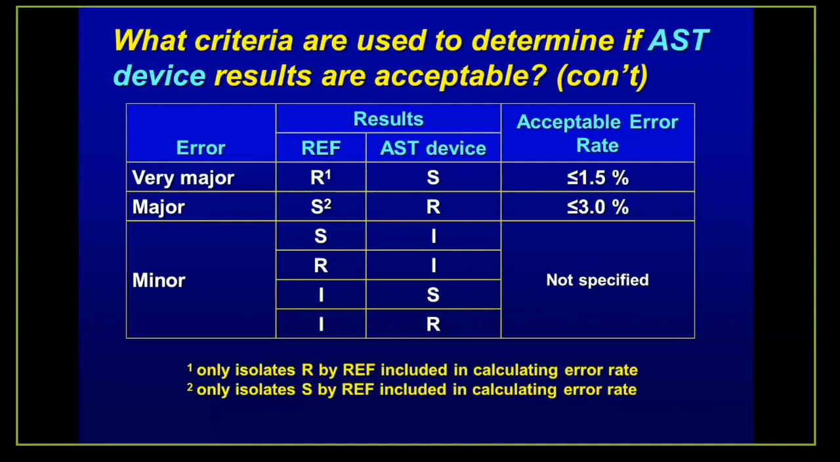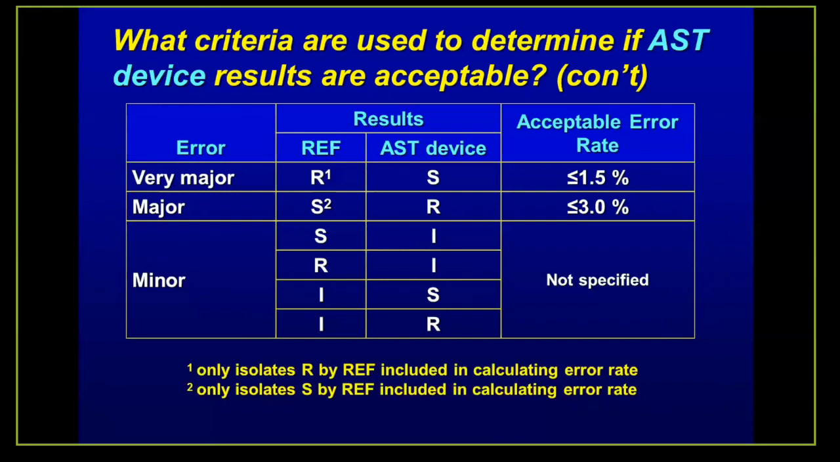Minor errors are defined when a reference result is susceptible but the AST device is intermediate, or the reference result is resistant and the AST device is intermediate. Also, if the reference is intermediate and the AST device is susceptible or resistant. These are all classified as minor errors, and there is not a rate of acceptability for these minor errors.